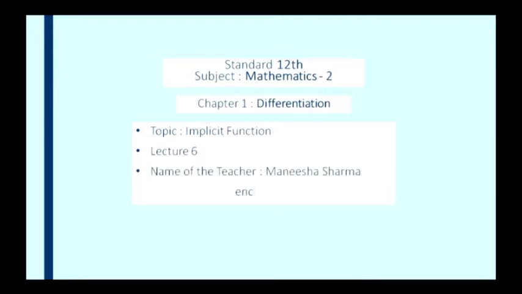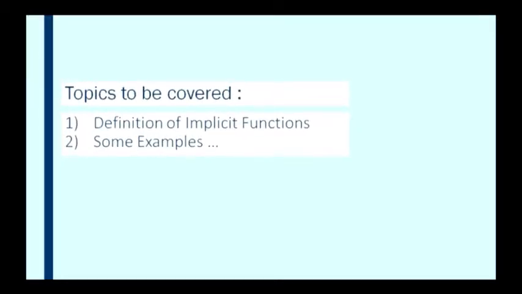Hello students, welcome back. In the last lecture, we solved examples on inverse function and the theorem of inverse function. Now, in this lecture, we will be doing examples on implicit function. So first of all, we should know what we mean by implicit functions. In this video, we will be covering the definition of implicit function and some examples on implicit functions. So let's see the definition first.